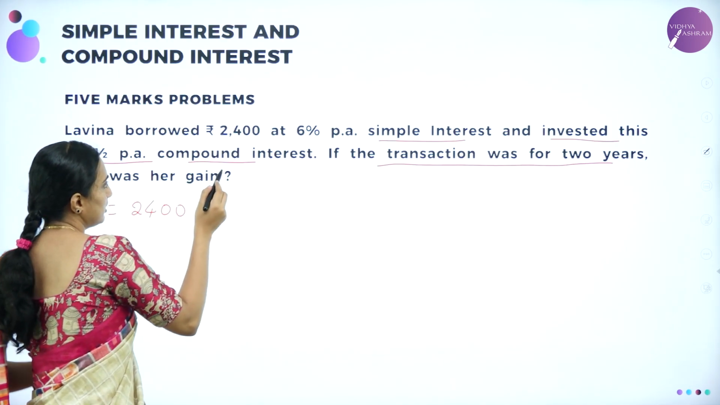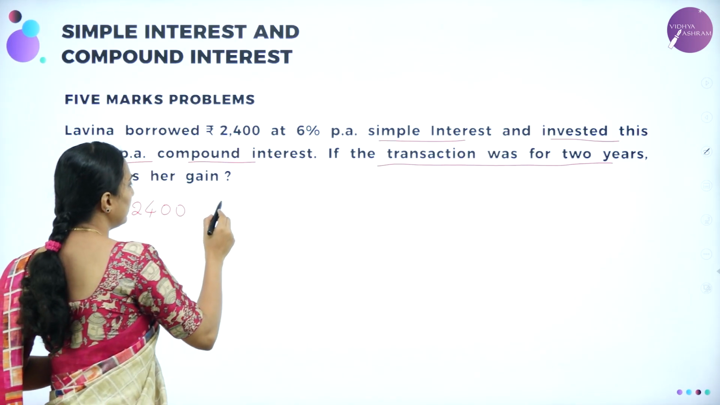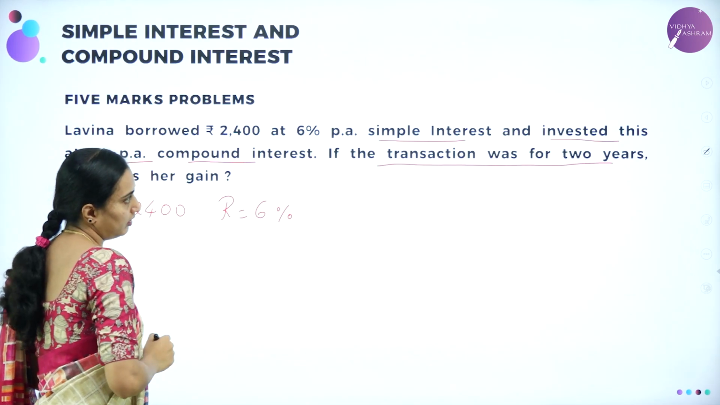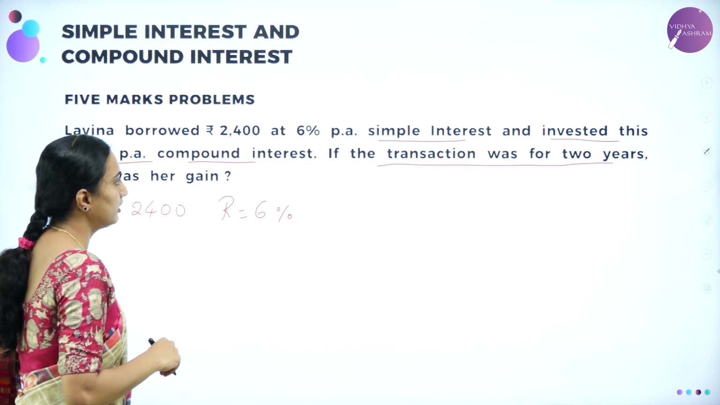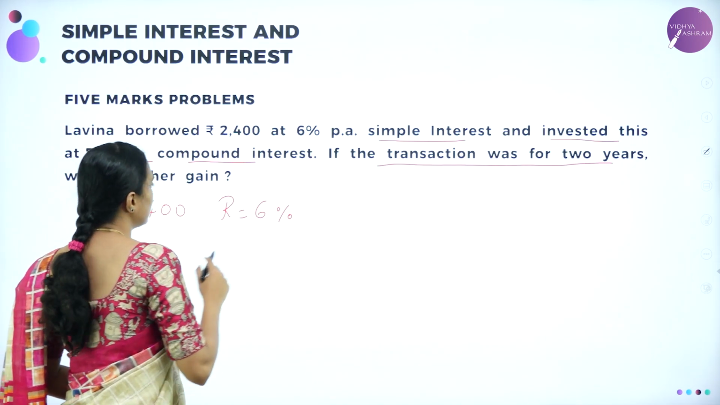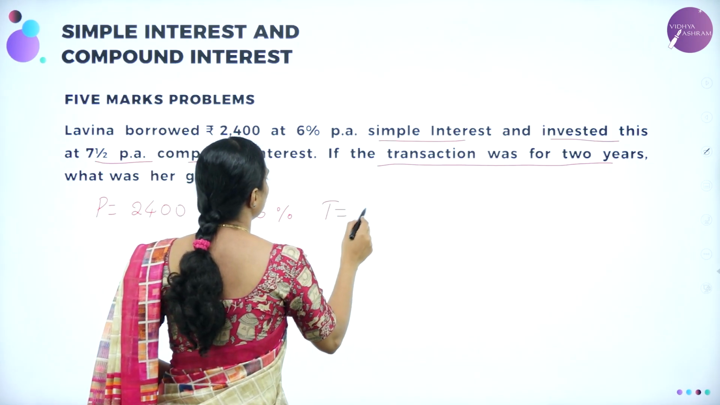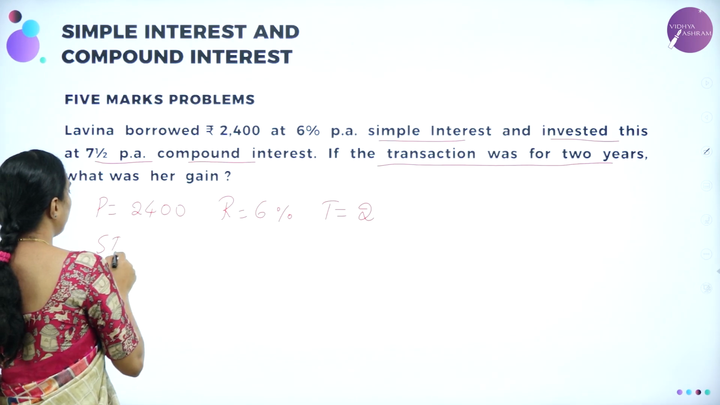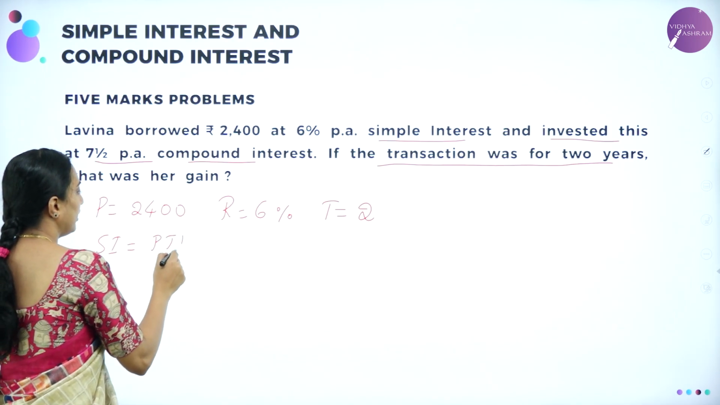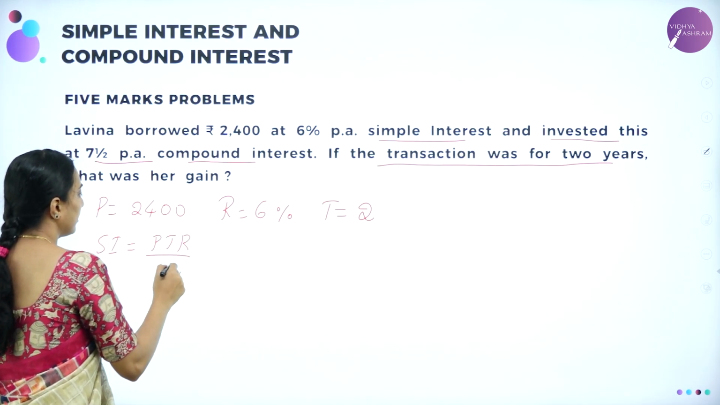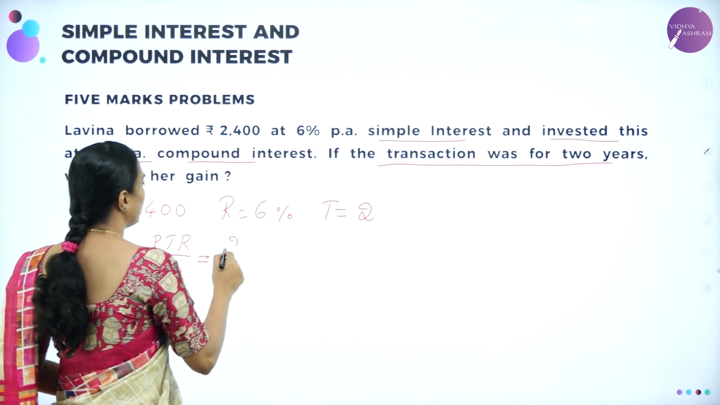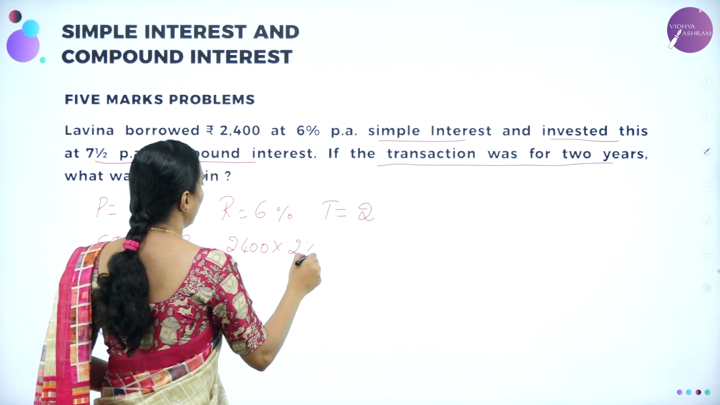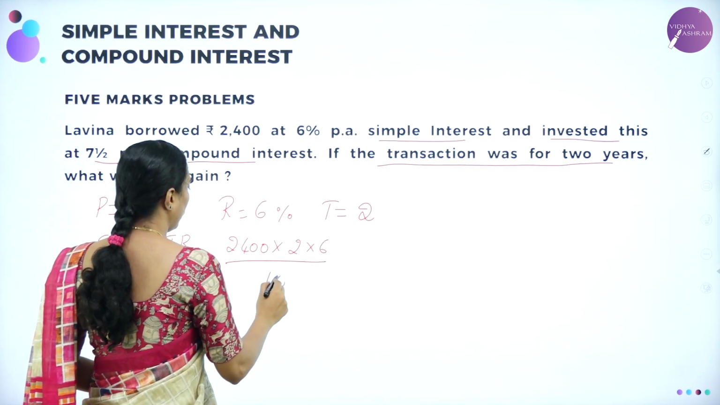And then 6% per annum as simple interest means R is equal to 6%. And then lent it for what? Transaction was after 2 years. 2 years means T is equal to 2 years. Okay. So therefore simple interest is given by PTR divided by 100 is equal to P is nothing but 2,400 into T is nothing but 2 into R is nothing but 6 divided by 100.